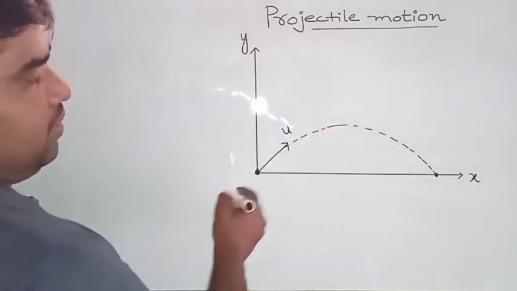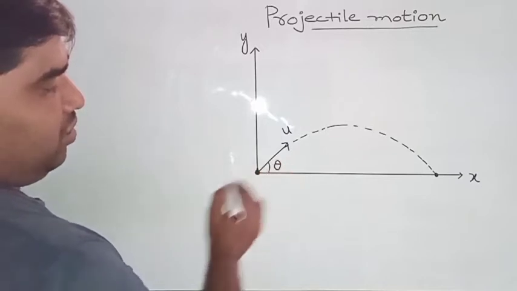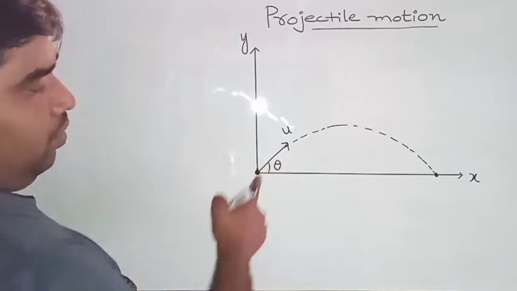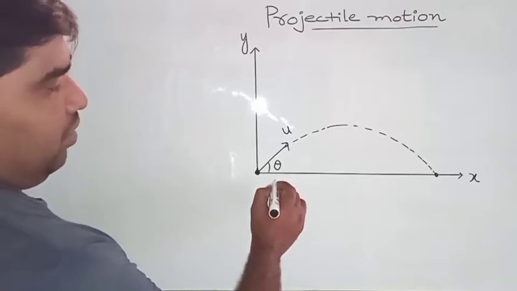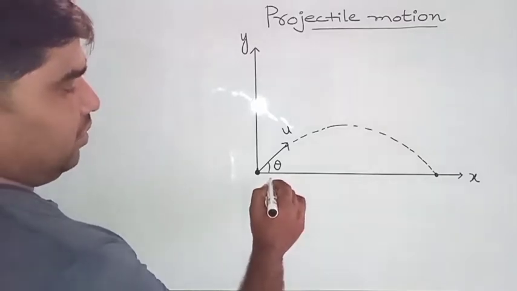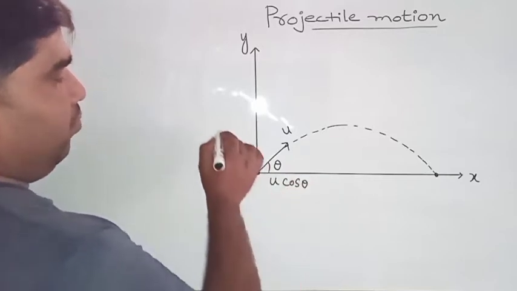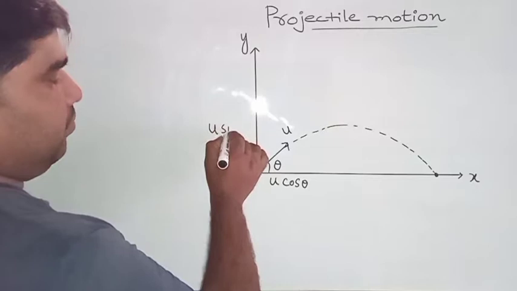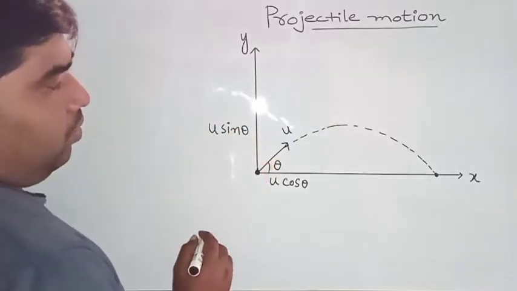Now, this is in two dimensions. It is making an angle theta with the horizontal. Velocity we are going to resolve into two components. Horizontal component is u cos theta and vertical component is u sin theta.